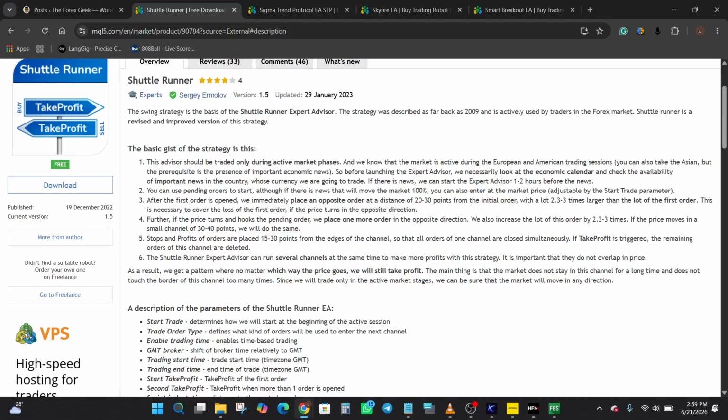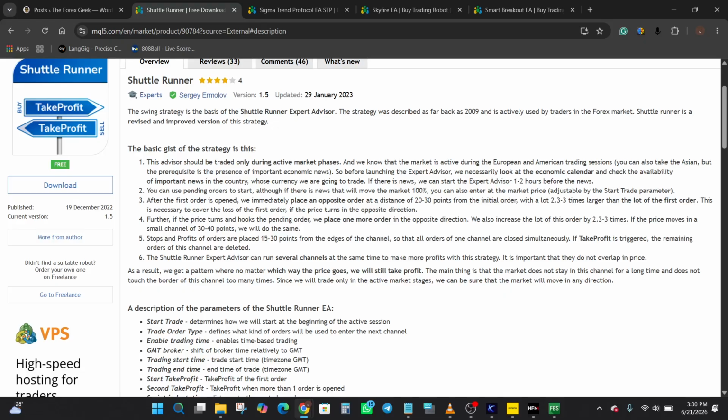One of the first important notes on the page is that the EA is intended to be used during active market conditions. The developer specifically mentions the European and American trading sessions as the preferred trading periods, while the Asian session is only considered when important economic news is present. The recommendation is to check the economic calendar before launching the EA and start it roughly 1 to 2 hours before significant news events. As I continue through the page, the strategy logic is explained in considerable detail.